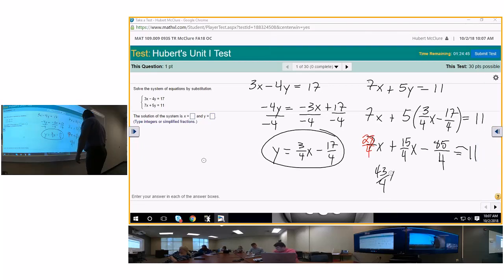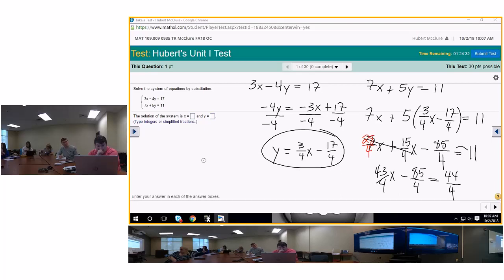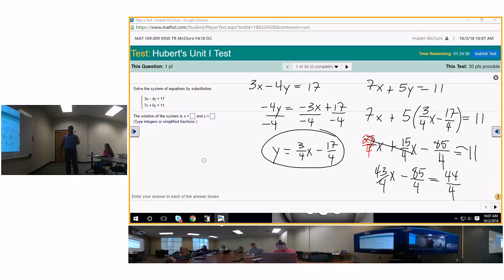x minus 85 fourths. I'm going to show y'all a trick I learned in the war. 44 fourths. Y'all know I'm a veteran, so that means I'm racist and I'm a terrorist. All right? Plus 85 fourths. And if you don't watch the news, you have no idea what I'm talking about. So, all right, so that goes out, and you got 43 fourths.